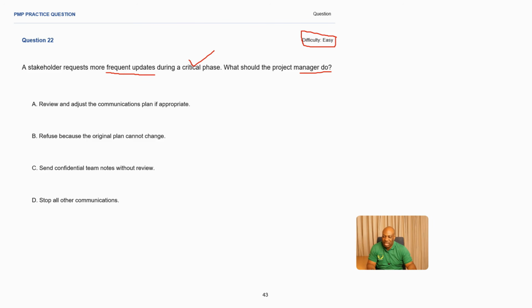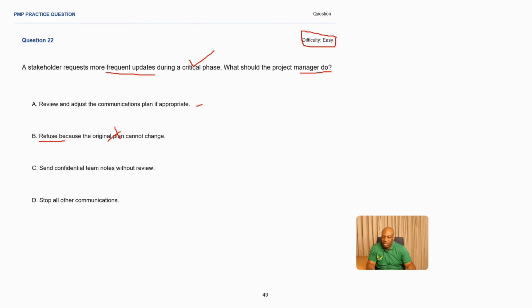Let us go through the answers now. Review and adjust the communication plan if appropriate. Okay. Because there's frequency. Okay. Makes sense. Refuse because the original plan cannot change. You don't refuse anything from a stakeholder. The best is to sit with the stakeholder, try to understand, and also adjust communications accordingly. So eliminate this one straight away.